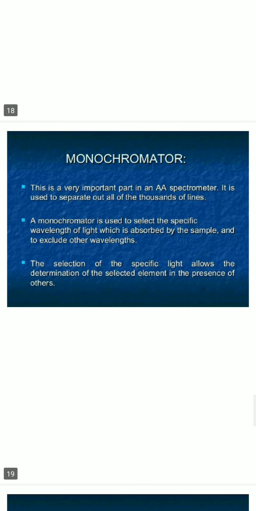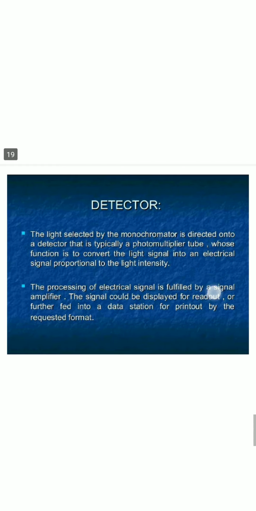Monochromator. This is a very important part in an atomic absorption spectrometer. It is used to separate out the thousands of lines. A monochromator is used to select the specific wavelength of light which is absorbed by the sample and to exclude other wavelengths. The selection of a specific light allows determination of a selected element in the presence of others.